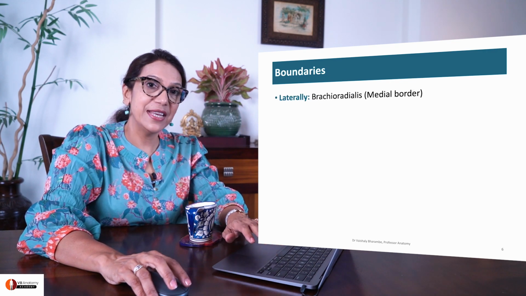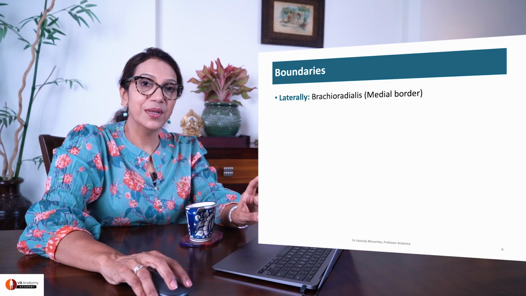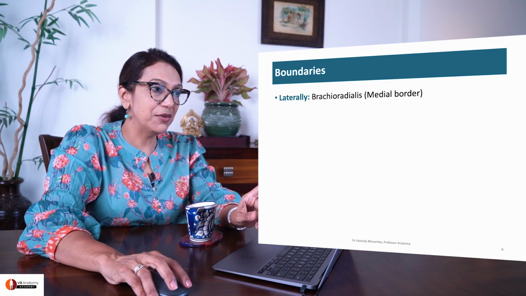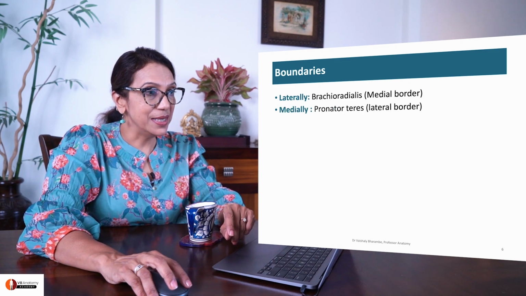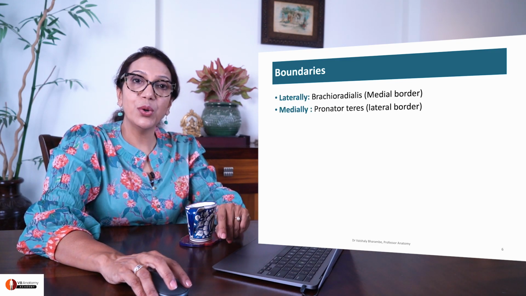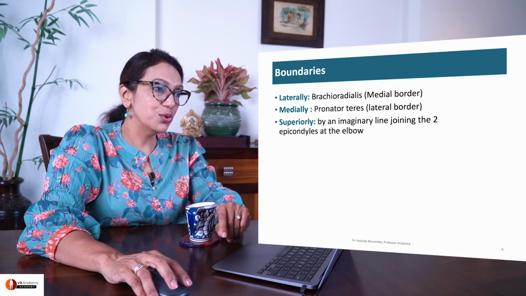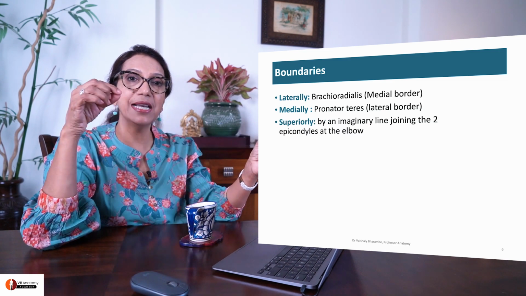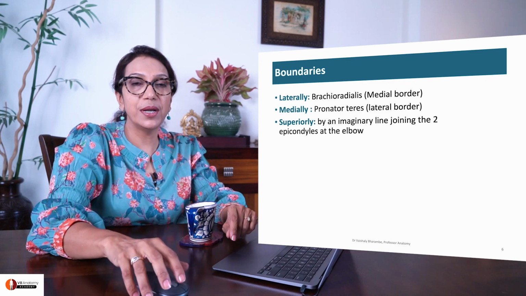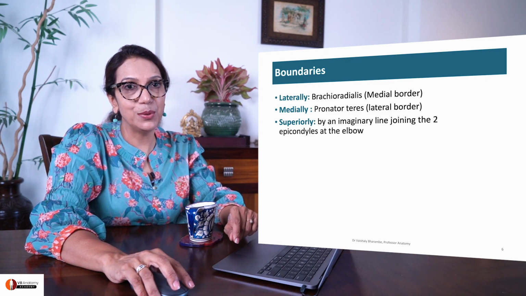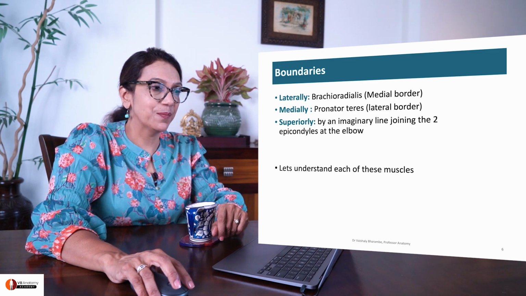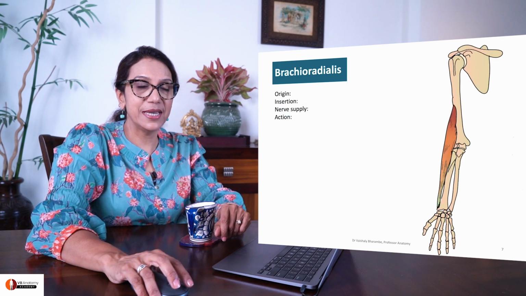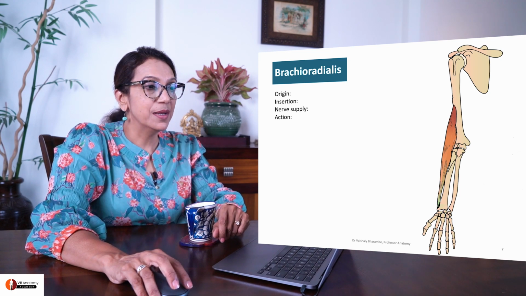Correct? Right, students. You know that cubital fossa is laterally formed by the medial border of brachioradialis, medially formed by the lateral border of pronator teres, and superiorly formed by an imaginary line joining the two epicondyles of humerus at the elbow. Let's understand each of these muscles now. First, brachioradialis, the lateral boundary.